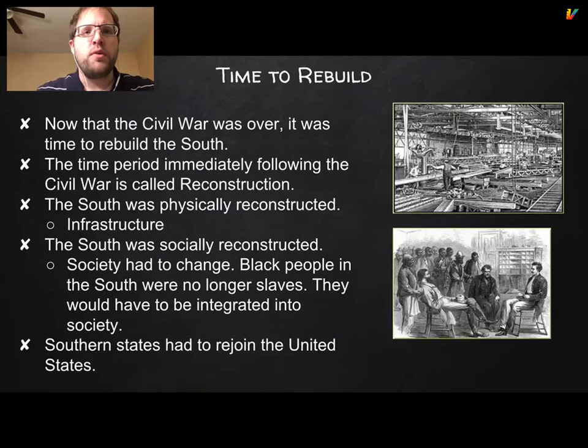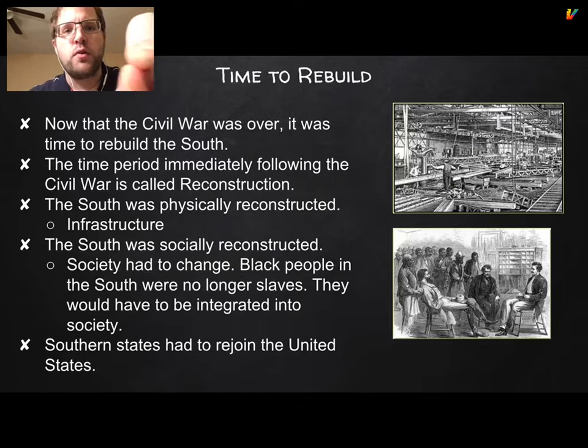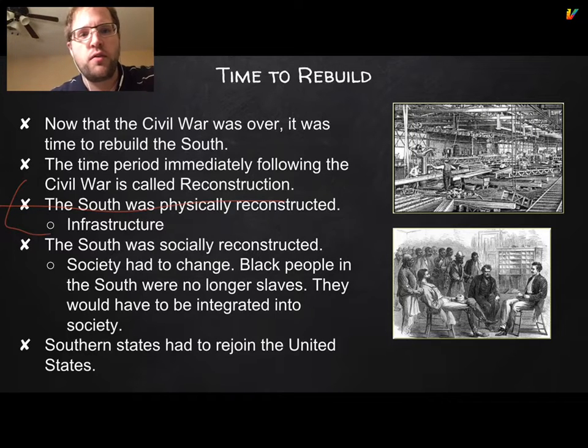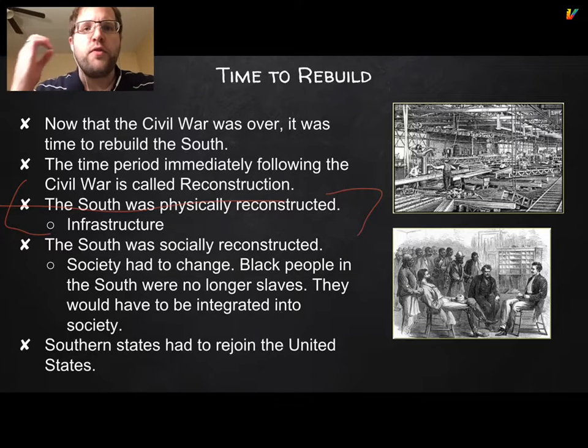Specifically, when we talk about Reconstruction, we need to know that Reconstruction is referring to two different types of Reconstruction. There is the physical Reconstruction, which is this right here. Physical Reconstruction, that's like the buildings, fixing the factories, the railroads, all of that stuff.